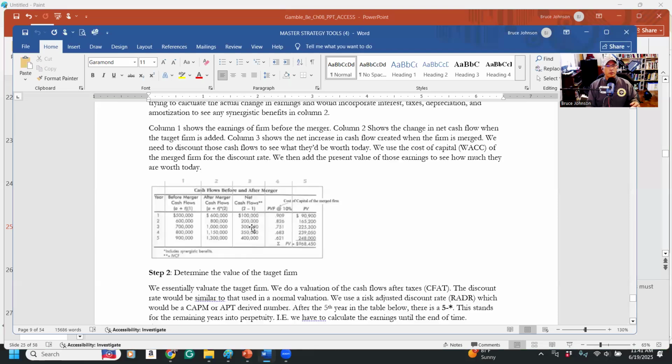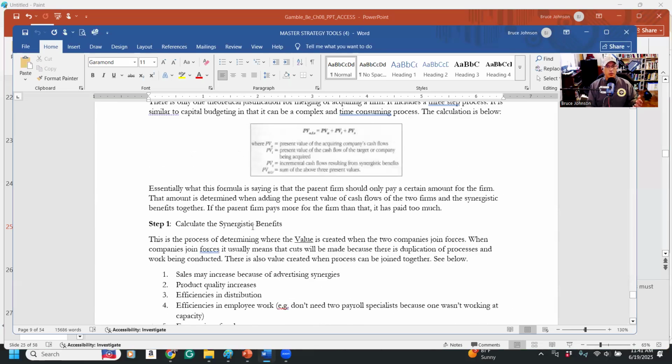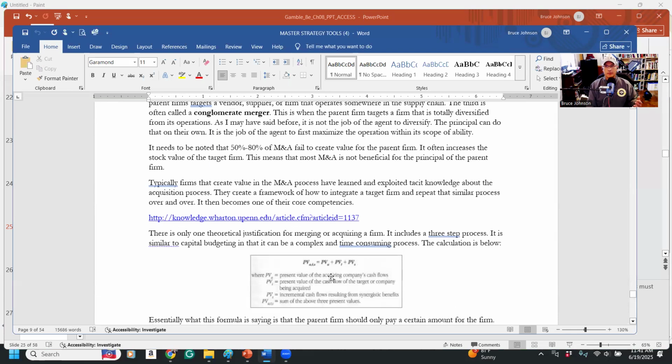So there's only one real theoretical justification for a merger or acquisition of this kind, and that is this diagram, this formula, which is the present value of all the firms together. If we did a valuation for Ford, and a valuation of Tesla, and added those up by a weighted average, and then once we're combined, we figured out how much in cost savings we're going to have by firing all the HR people and the payroll accountants because we don't need those at Tesla. We're going to save $10 million.